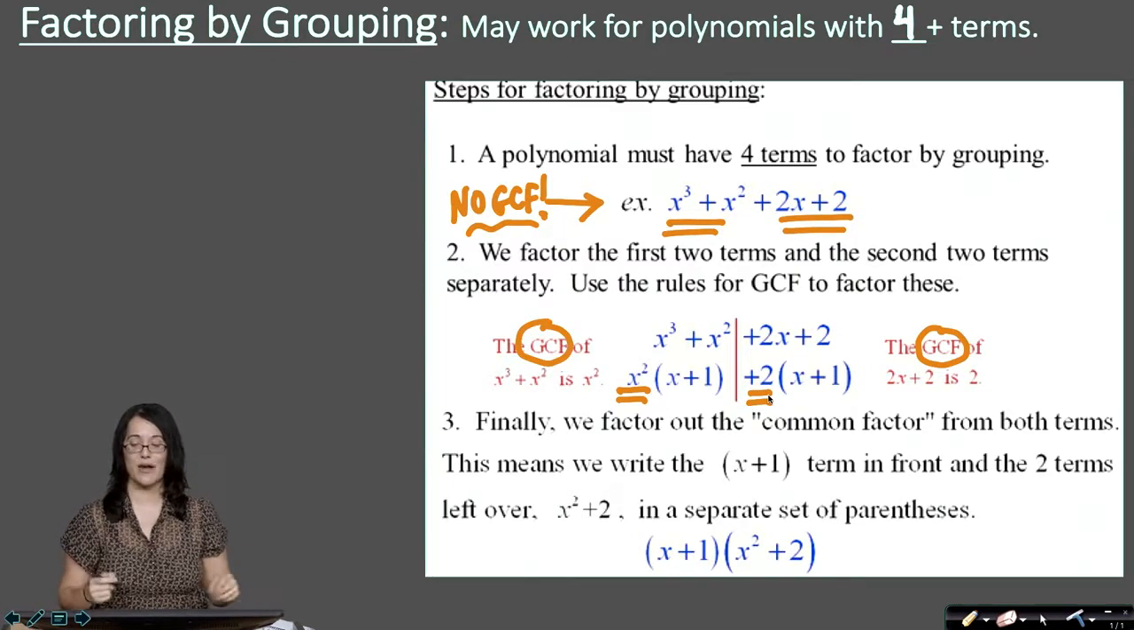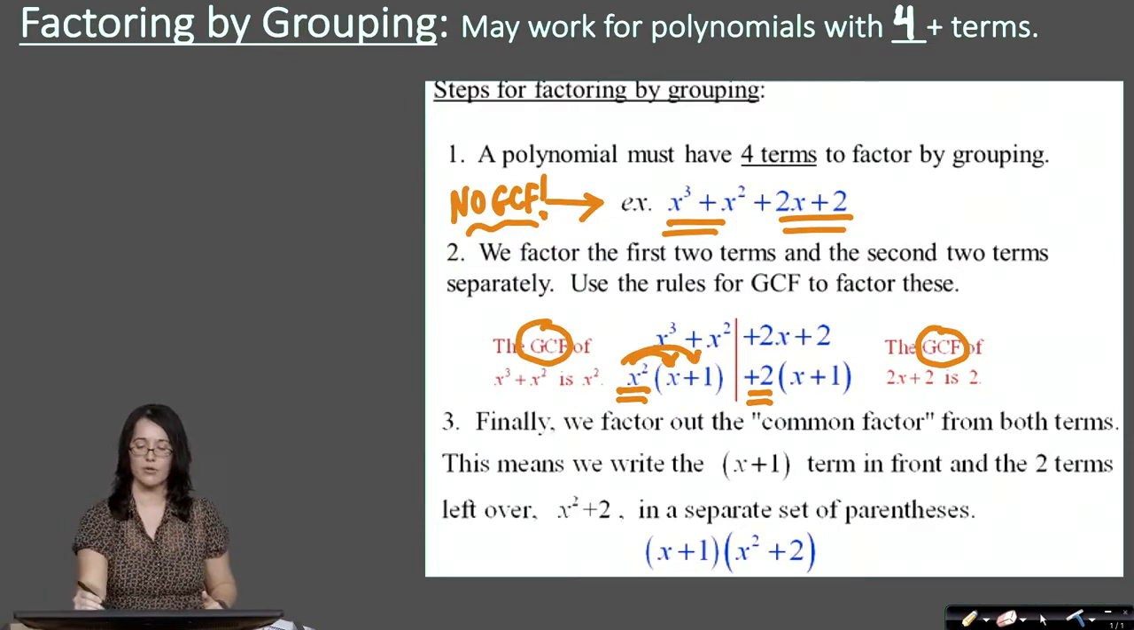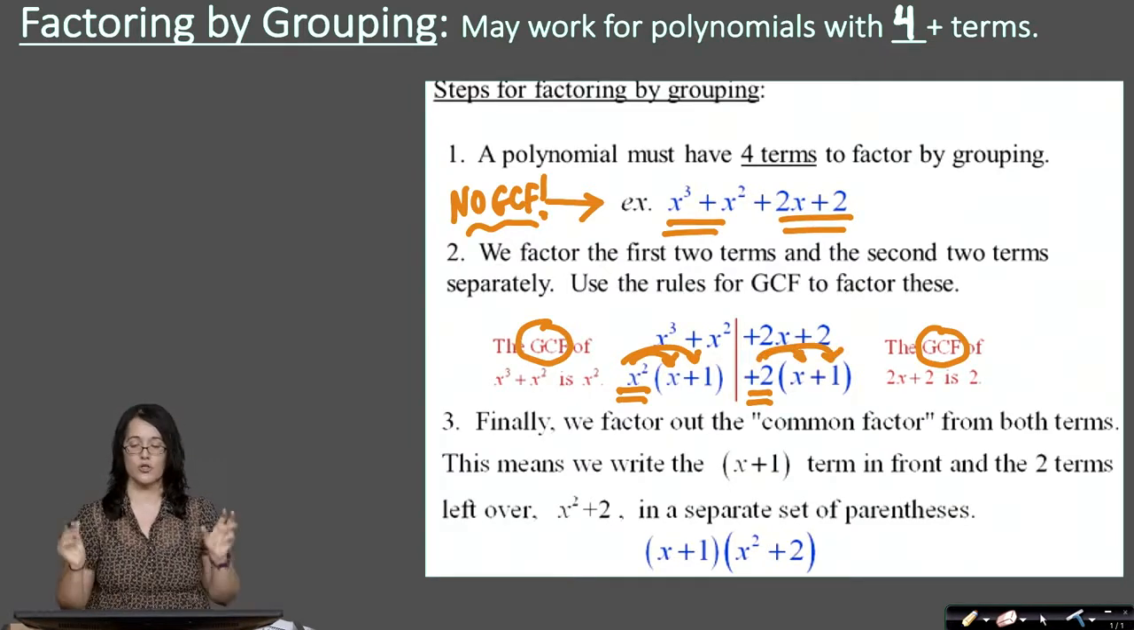So once you factor out the x squared, what would remain for those two terms in front? Just x plus 1, because x squared times x is x cubed, and x squared times 1 is x squared. So we're back to where we started, making sense. Similarly, 2 times x is 2x, and 2 times 1 is 2. So what's the point of doing this? Kind of seems strange, right?